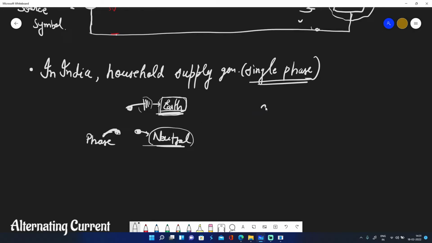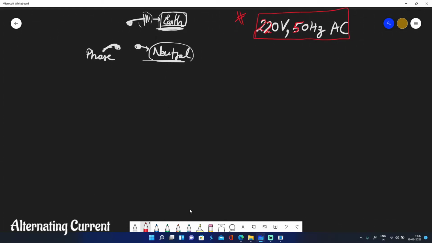We write the supply standard in India as 240 volt, 50 hertz AC. Now this is important, you must remember that this is the standard in India. Different countries might follow different standards, but in India this is the case, 50 hertz, 220 volt. Now I am writing this 220 volt here. The question is how I am writing this 220 volt.